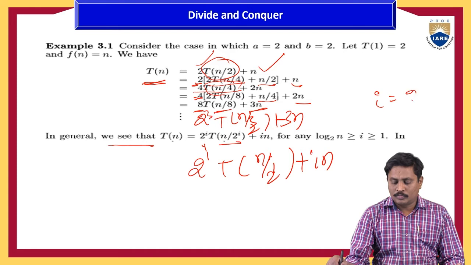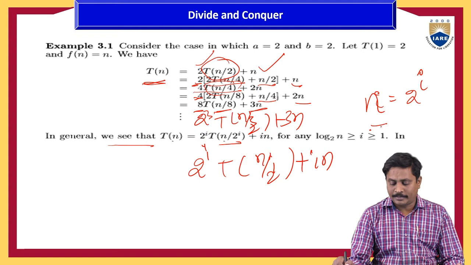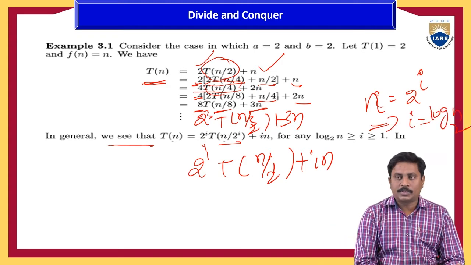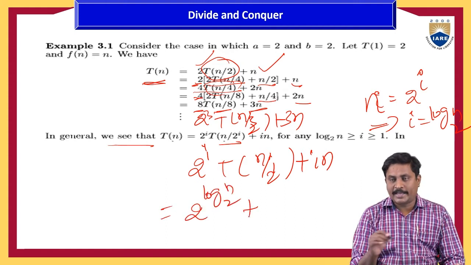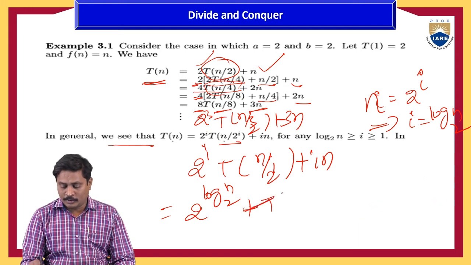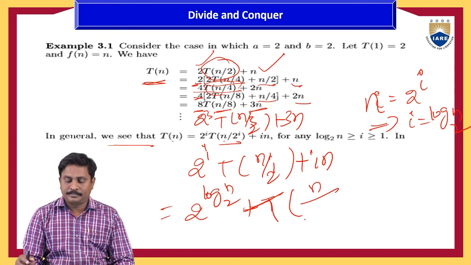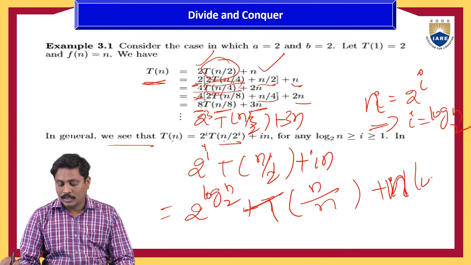Here, n equal to 2 power i. So, what is the value of i? i equal to log n base 2. Substitute that value: 2 power log n base 2 into T of n by 2 power i, plus i into n. The i value is log n base 2, so i into n is n log n base 2.